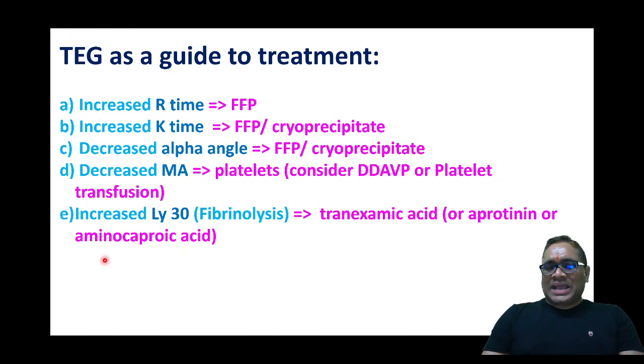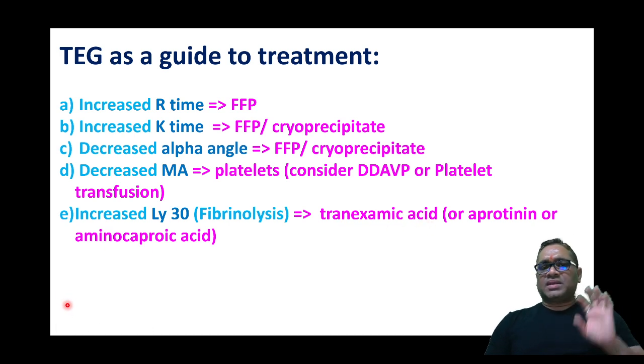Now, as I have said, it is very important for a clinician because it will be a guide for them to treat the patient. If R time is prolonged, give FFP. If K time or alpha angle is prolonged, give cryoprecipitate first, or if it is not available, give FFP. If there is a decreased maximum amplitude, it means platelet disorder, give platelet or desmopressin. Whenever there is more fibrinolysis, you have to give antifibrinolytics like tranexamic acid. So that is the importance of TEG, to guide a clinician for the treatment plan.